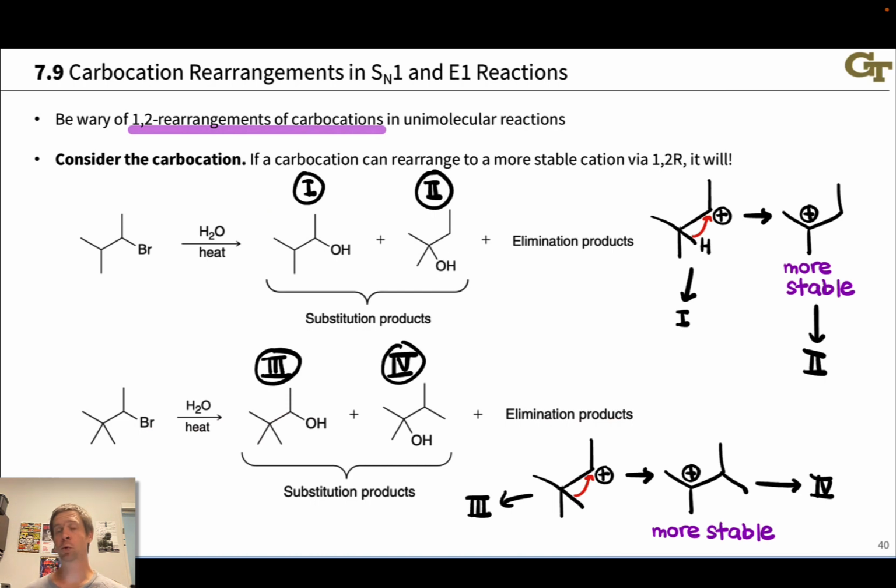Rearrangement can also be important when a resonance-stabilized carbocation can form. I won't show an explicit example of that here, but it's something to keep in mind that CH or methyl or other groups can migrate to produce a resonance-stabilized carbocation in some cases, and those rearrangements are heavily favored in the forward direction, and the products we get are derived from those resonance-stabilized carbocations rather than the less stable initially formed carbocation.